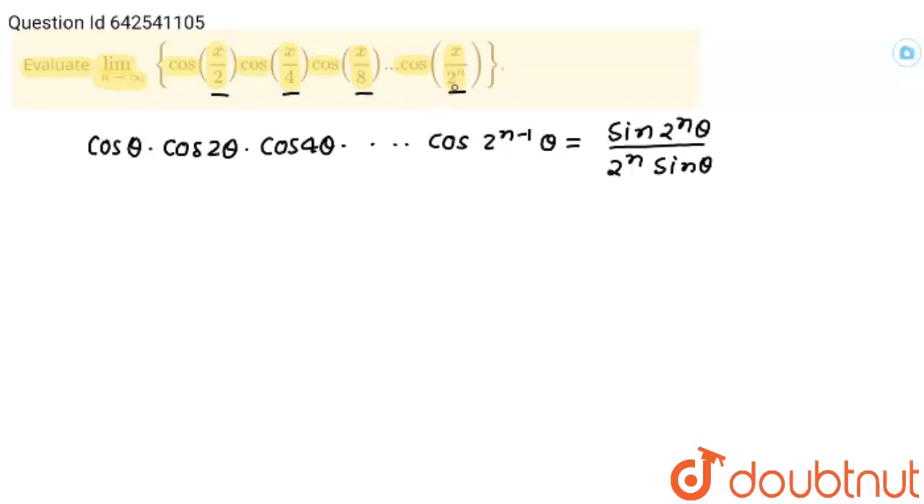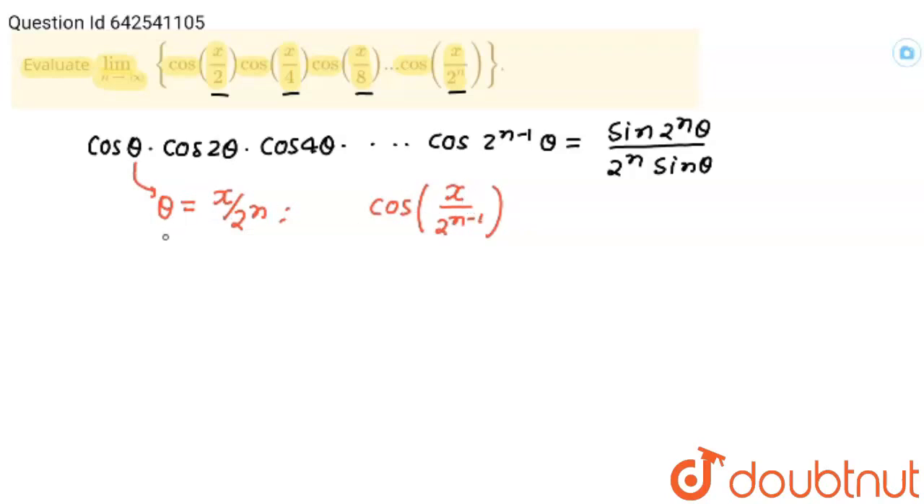See, I am going to consider this angle as θ. So θ is equal to x upon 2^n. Then only we can compare both formulas and write the shortest form. If you consider x upon 2^n as θ, then the previous term is cos(x upon 2^(n-1)). So if this is θ, then 2θ should be this. Let's find whether 2θ is this or not.